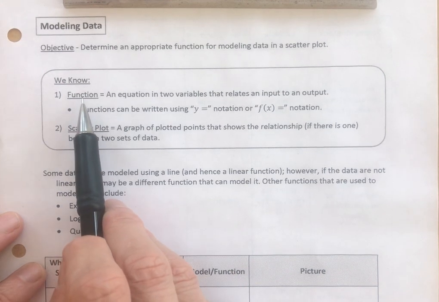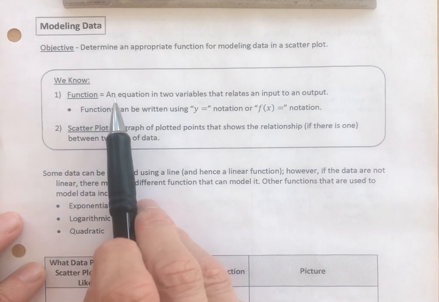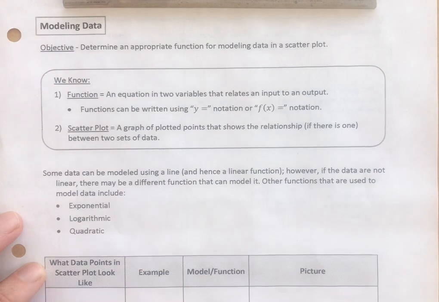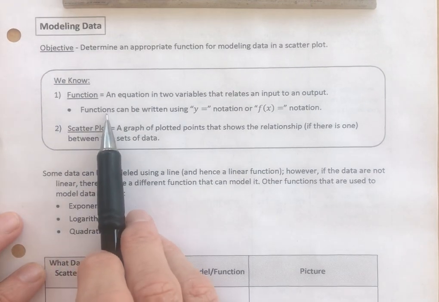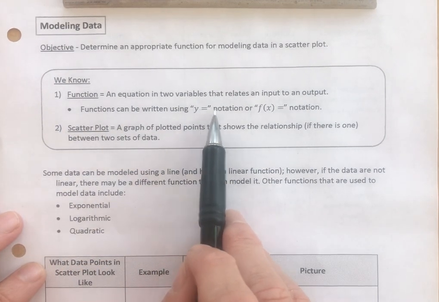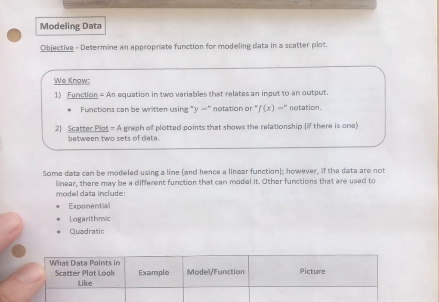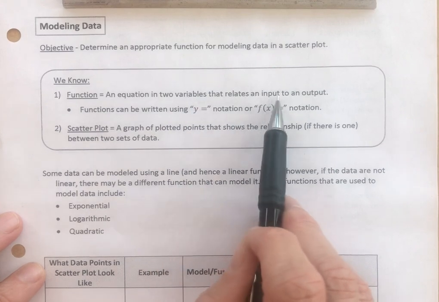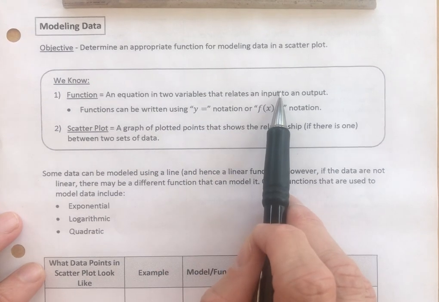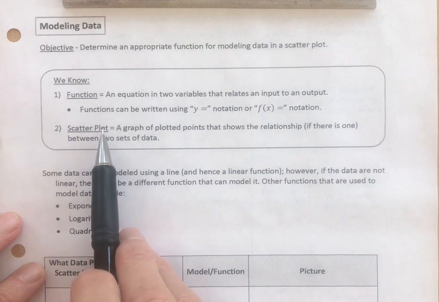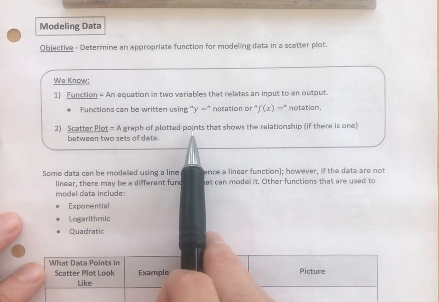We know what a function is, an equation in two variables that relates an input to an output. Functions can be written using the y equals notation or f of x equals notation. And of course, when we have a function, two variables, then that sets us up for number 2 here, a scatter plot. A scatter plot is a graph of plotted points.